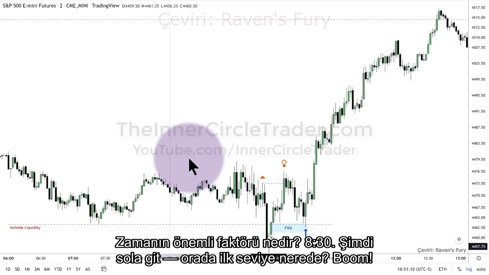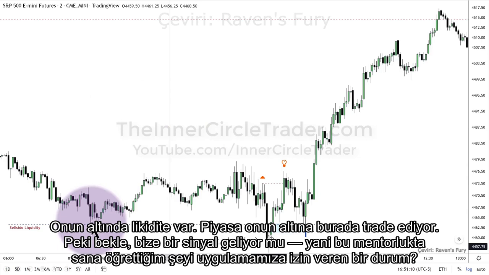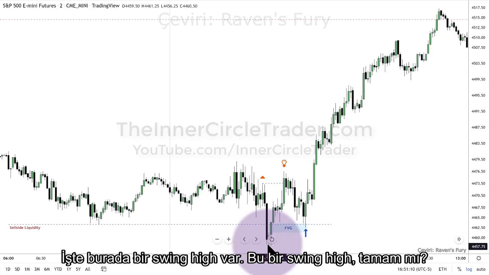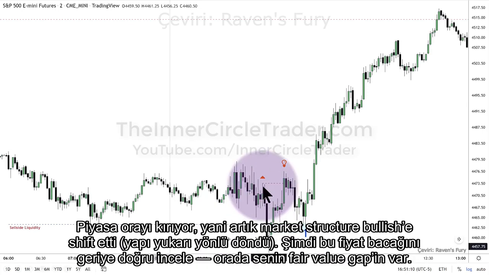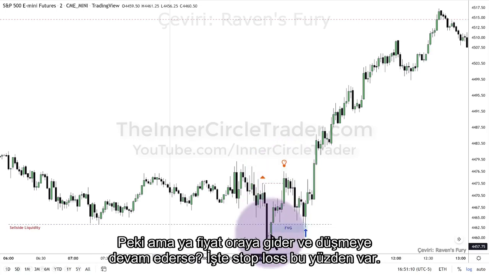What's the important factor of time? 8:30, go to the left. What's the first low? Right there, boom. So there's liquidity below that. It trades below it here. Then wait. Do we get a signal that allows us to hunt what I'm teaching you in this mentorship? There's a swing high. It breaks it there. So now market structure is shifted bullish. Look back through this price leg. There's your fair value gap. Oh, but what happens if it goes down there and it keeps on going? That's what your stop is for.